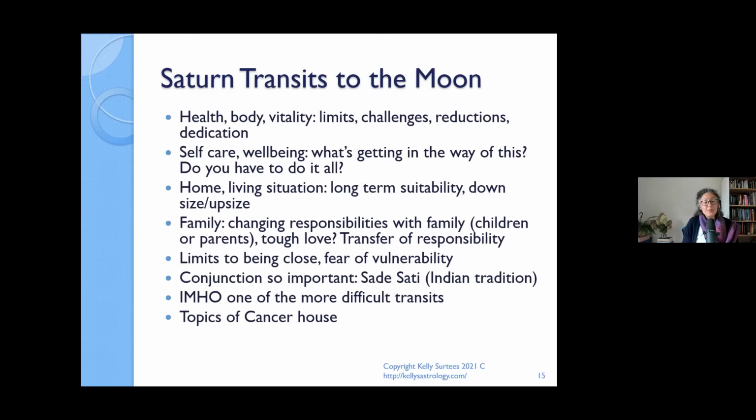There can be what I call this transfer of responsibility within family dynamics. Keep in mind that when family comes up with Saturn moon, it can either be the family that you've created, like your children and your lineage, or it can be the family you came from, your parents, elderly aunts or grandparents or what have you. And sometimes the transfer of responsibility is really obvious.